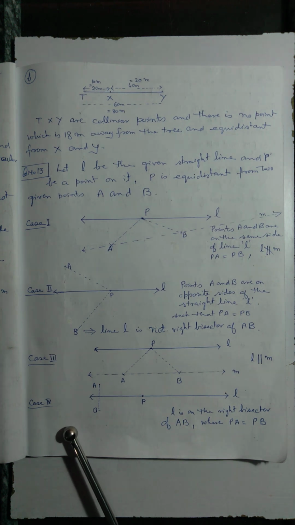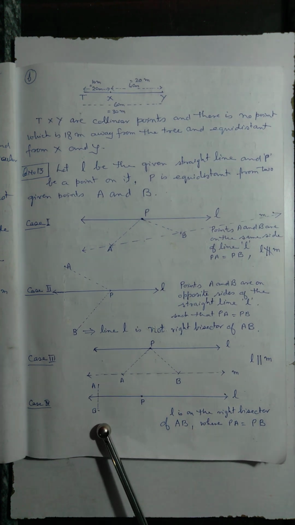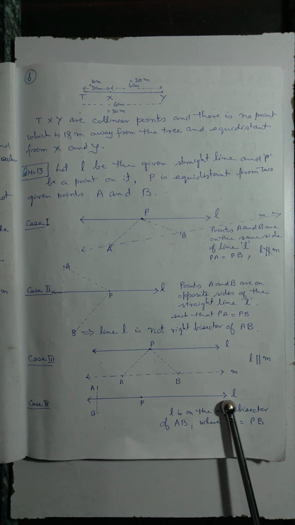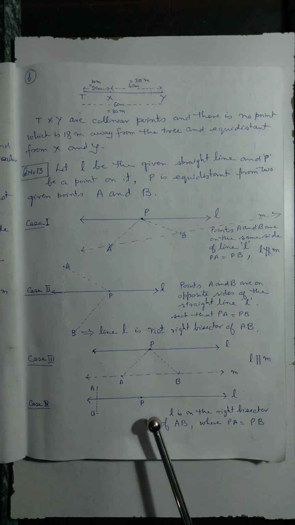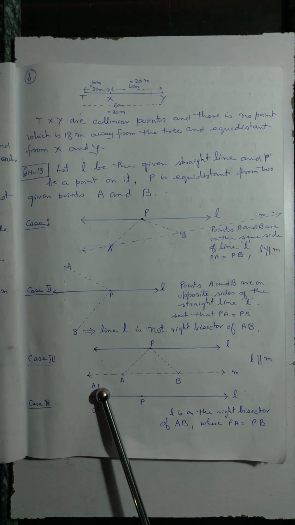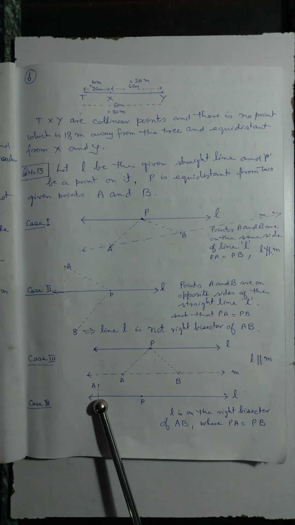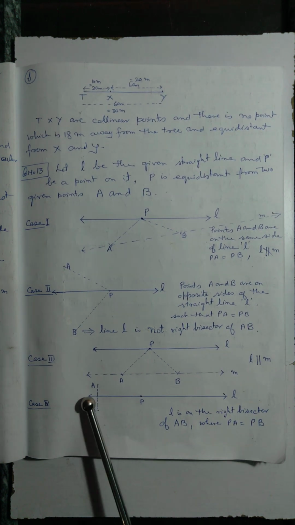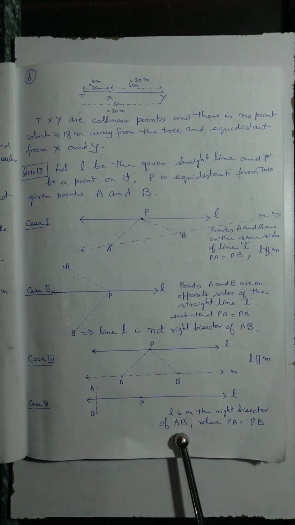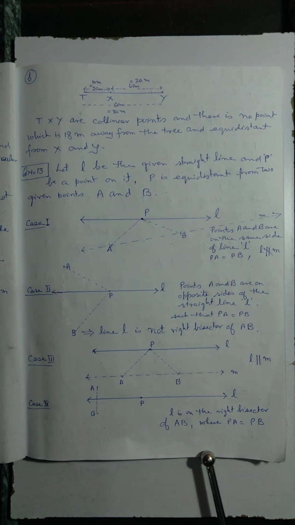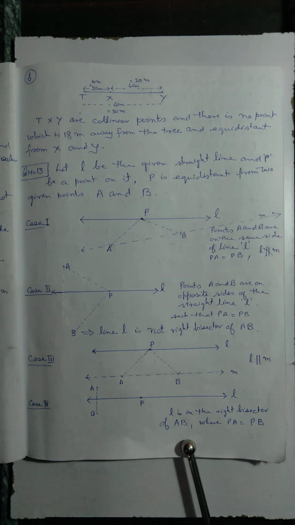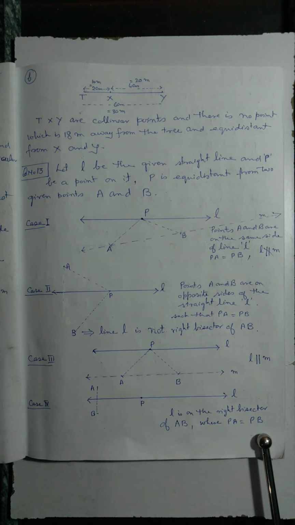Now in the fourth case, A and B are on the opposite sides of line L and PA and PB are again equal here, but AB is perpendicular to the line L. AB is perpendicular to the line L. L is the right bisector of AB. You can say other way that L is the right bisector of AB where PA and PB are equal.